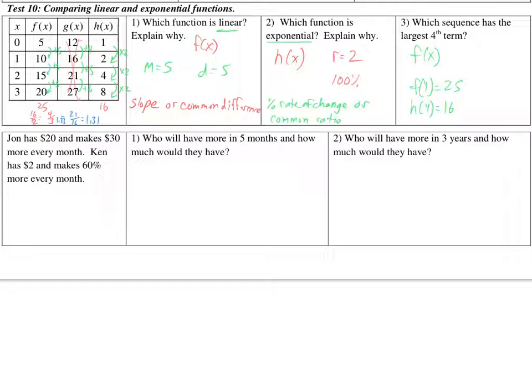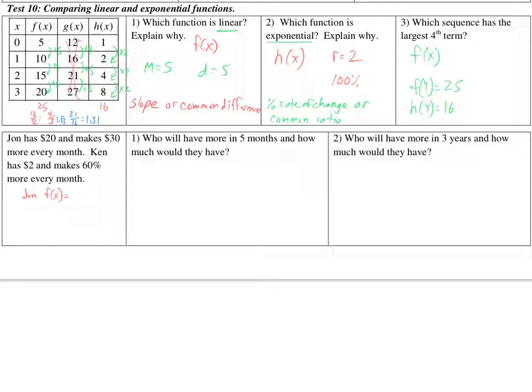I hope so. Can you tell that John, let's make an equation for him. Let's call him f of x. Is John linear or exponential? Is he a percent or a slope? You see it's a slope? Which of those numbers is his slope? Is his slope 20 or 30? Which is the changing one?